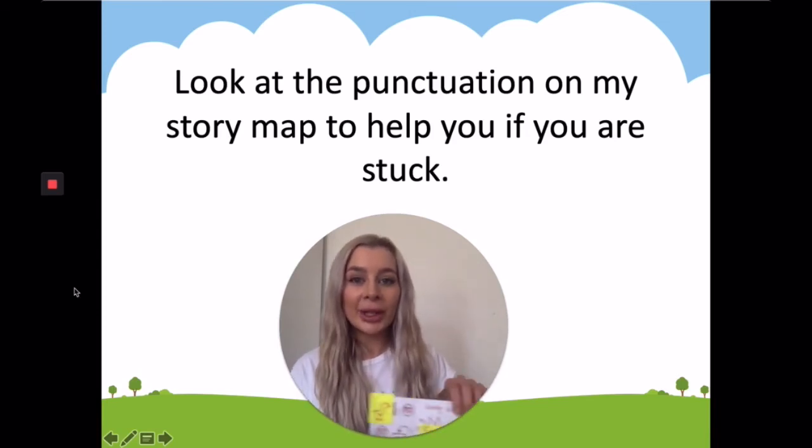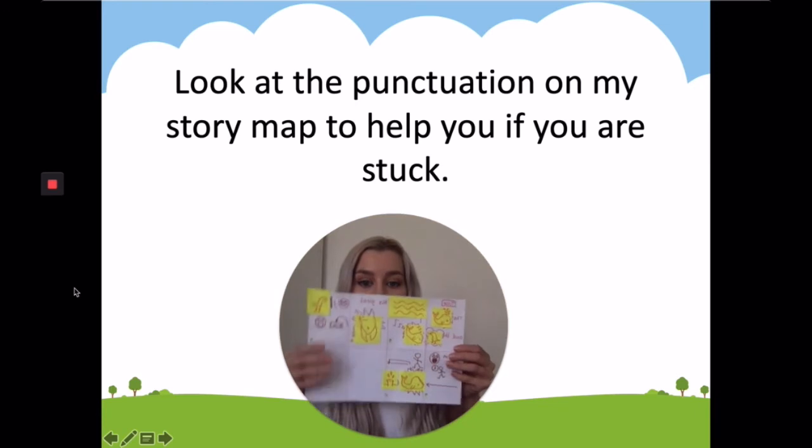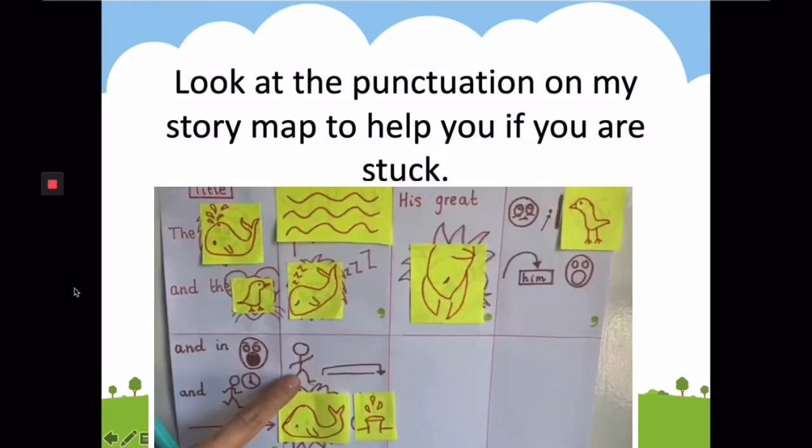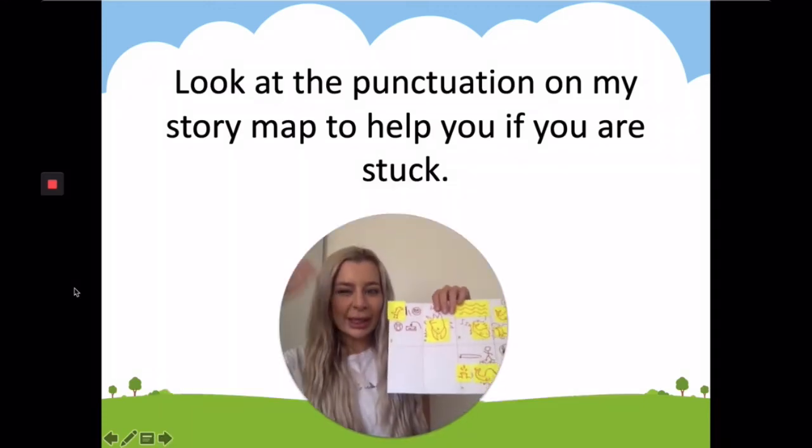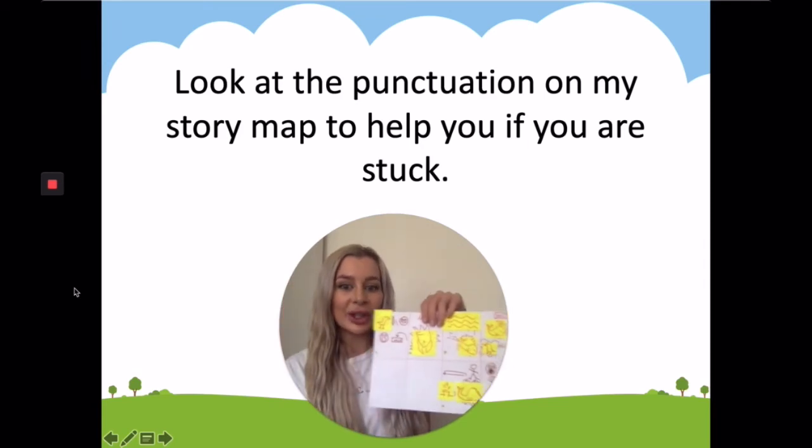So when you're writing up, if you're a little bit unsure about where any of the punctuation should go, you can have a look at the original that I did. So as you can see, I started to put my punctuation in right at the beginning, and that just helps when you're writing up to make sure that you're really thinking about where that punctuation needs to go in.